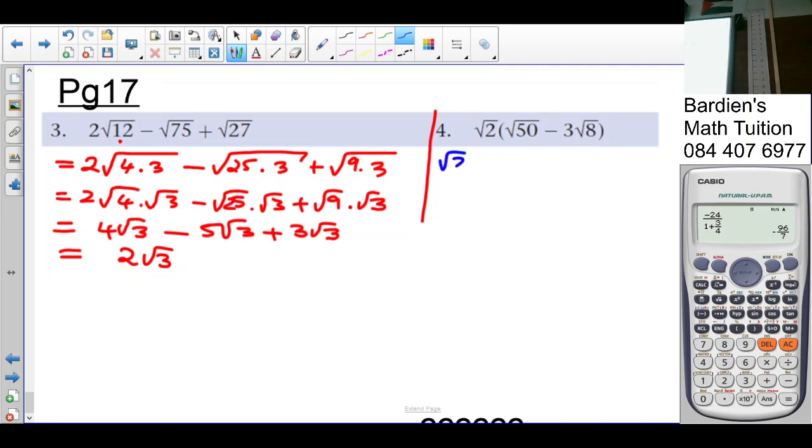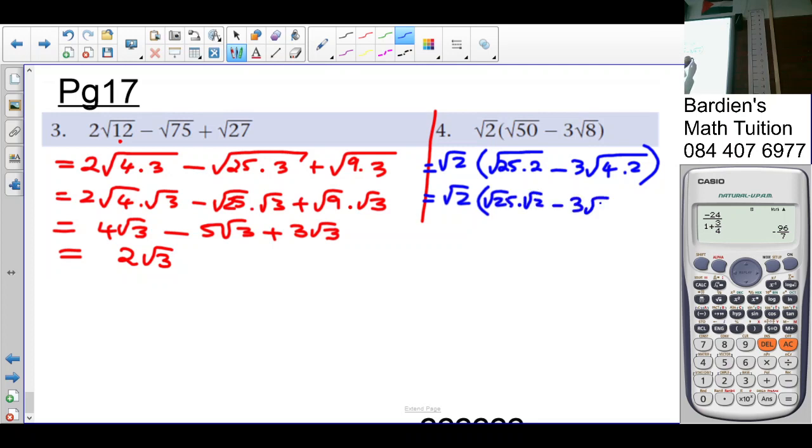So that would be root 2 outside. We sort out what's inside the brackets first. 50 can be written as the root of 25 times 2 minus 3 root 4 times... You all agree with that? Okay. So it's going to be root 2 into root of 25 times root of 2 minus 3 root 4 times root 2.